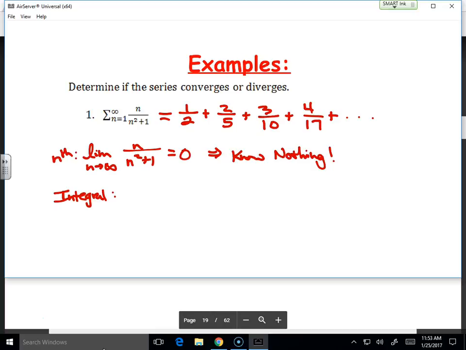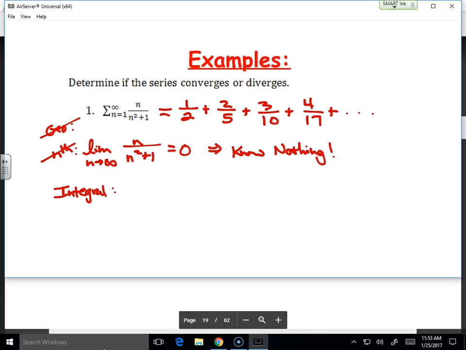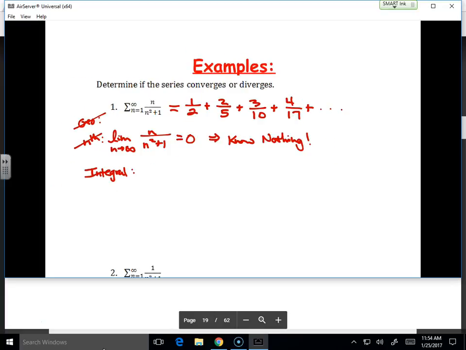Okay, so we tried the nth term, it didn't work. We tried geometric, it didn't work. Integral test. I'm just trying to label it so you guys clearly see our process, right? So what does the integral test say? Considering the integral from 1 to infinity of n over n squared plus 1. Wait a minute, we don't use n's in integrals, right? What do we use?